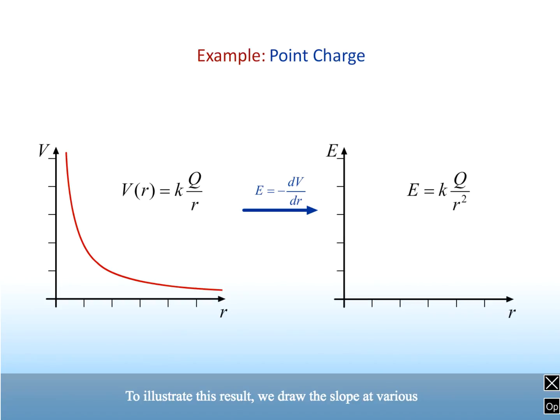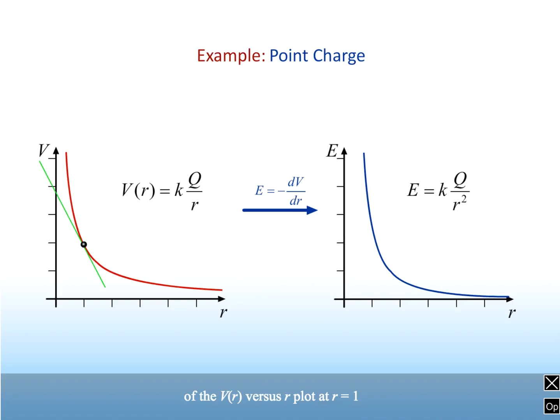To illustrate this result, we draw the slope at various values of R in the V(R) versus R plot to create the plot of minus dV/dr versus R as shown. Note, for example, that if we compare the slope of the V(R) versus R plot at R equals 1 to that at R equals 2, we see the slope has decreased by a factor of 4. Exactly the decrease expected for the electric field if R is increased by a factor of 2.